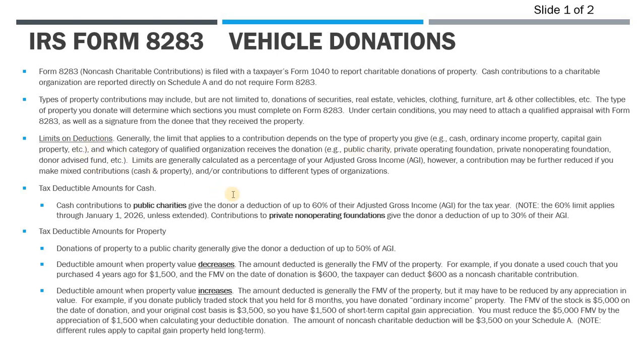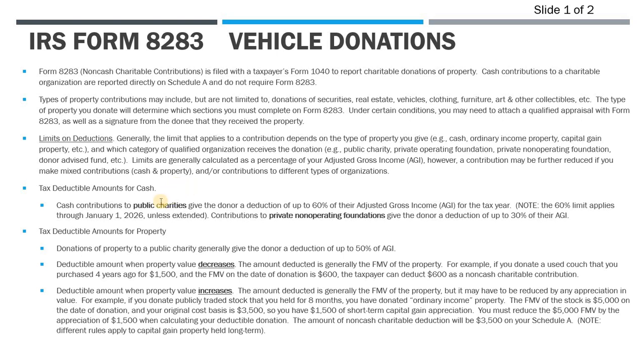Now, what are the limits on the deduction? So the limits, we really have to consider a couple of things here. The first one is, what kind of property are you giving? Is it cash or is it another type of property, like ordinary income property or capital gain property? And then we also have to ask ourselves, who is it going to? Different rules apply when you donate cash or property to public charities. Is it going to a private operating foundation, a non-operating foundation, a donor-advised fund? A lot of different nuances to these rules depending on, again, what you are donating and who it is going to.